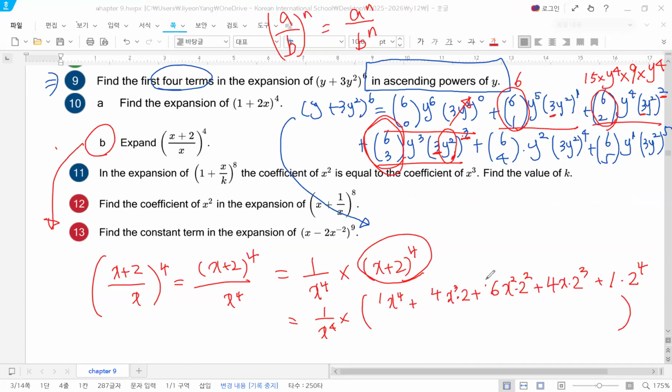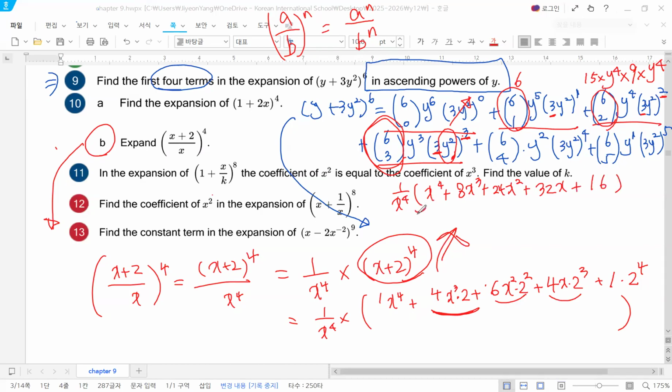Okay, students, therefore I'm going to write down here: 1 over x to the power of 4, times x to the power of 4 plus, please calculate this number and tell me, 8x cubed plus, and then what is the next one? 24x squared plus, and then students, 32x plus 16. Do you understand?